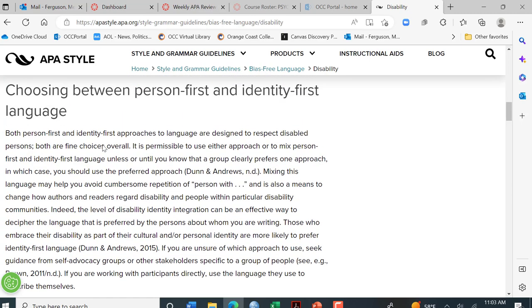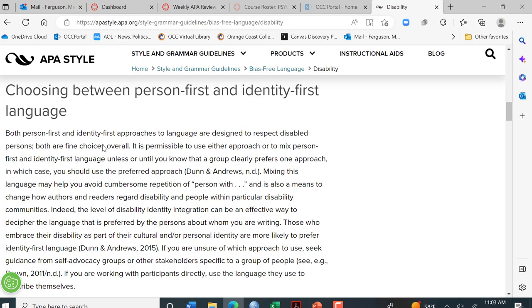And again, choosing between them is very difficult. It's kind of this idea that if you're unsure, you could look to the different groups that may support those individuals with those specific disabilities and see what's preferred.